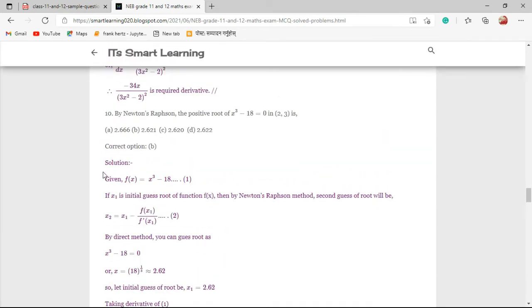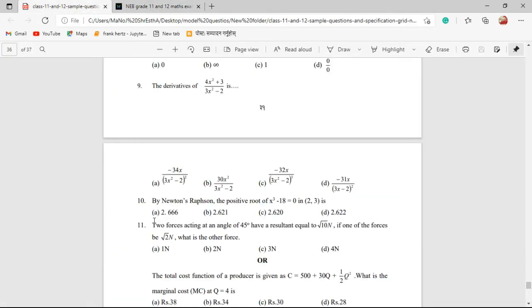Now question number 10 says, by Newton-Raphson's method, the positive root of x cube minus 18 is equal to 0 in the interval 2, 3 is which one? The options are 2.666, 2.621, 2.620 or 2.622. We have to find any one of these options. An interval is given here, which means the root of this equation should lie within this interval. If your answer is less than 2 or greater than 3, then your answer is wrong. Keep this in mind.